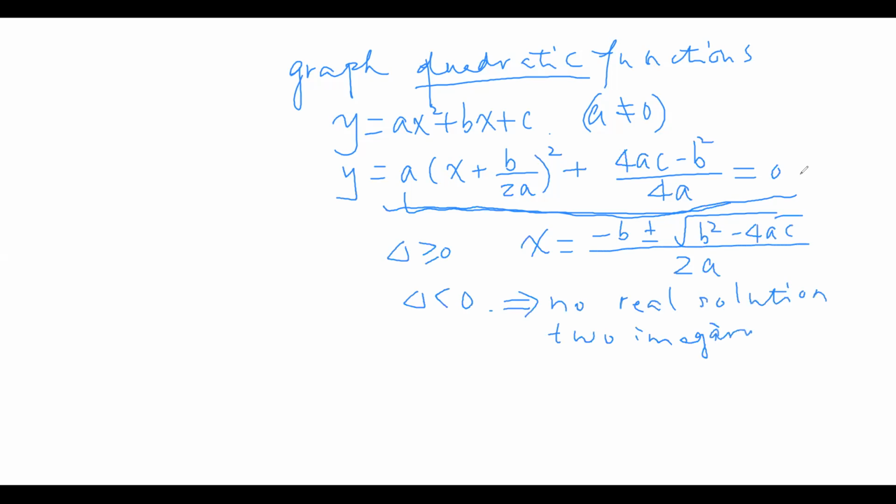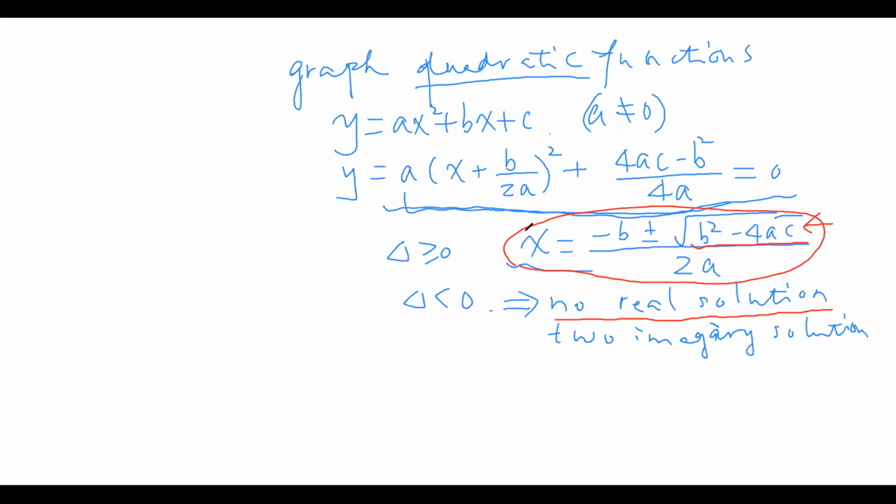Imaginary solutions, right? This is super important. You must remember this very well. It is called the quadratic formula. Based on this, you can judge: if the discriminant is greater than or equal to 0, there are real solutions. When it is less than 0, there are no real solutions, but there are two imaginary solutions.